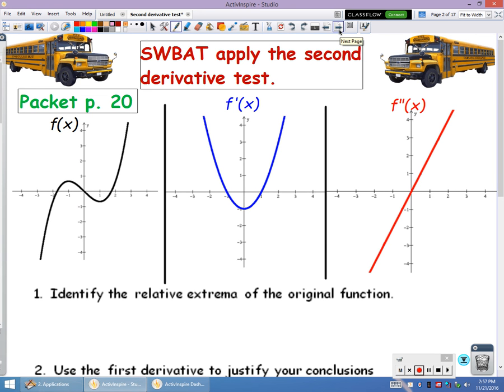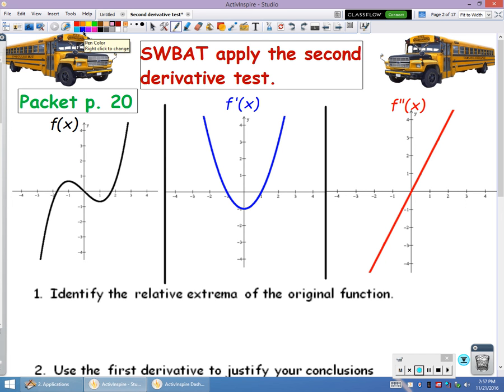The first graph is f of x, which I will call the original function. The blue graph is the first derivative graph of the original function, and the red graph is the second derivative graph of the original function. So let's see what we're going to do here.